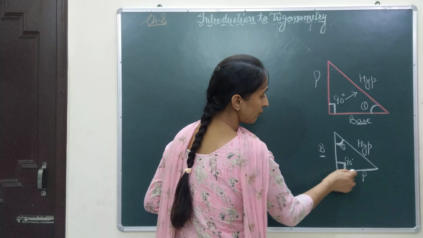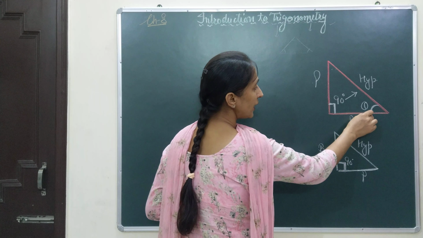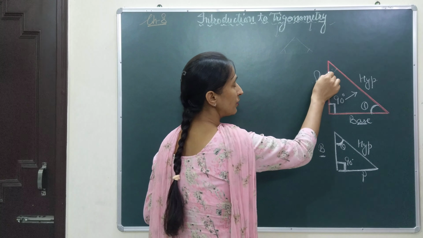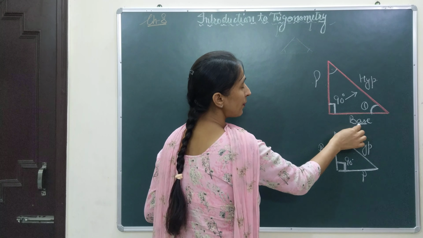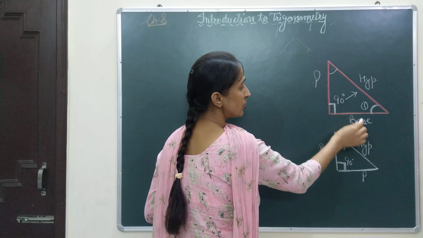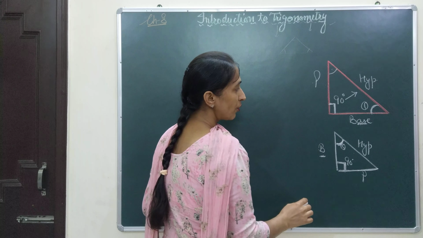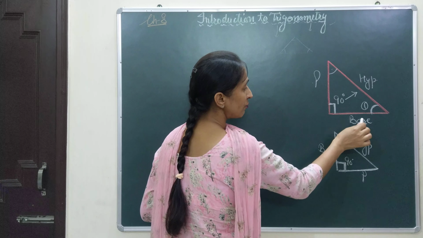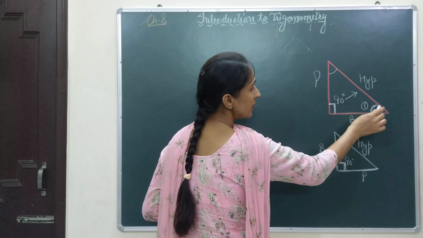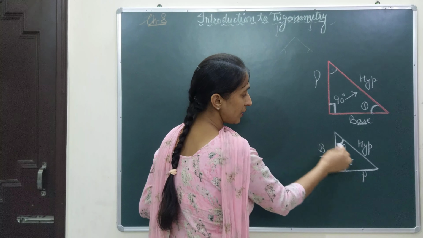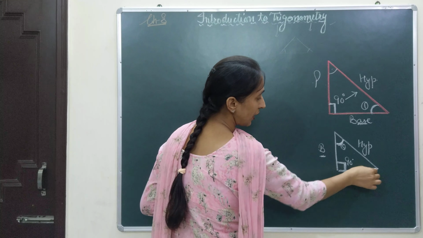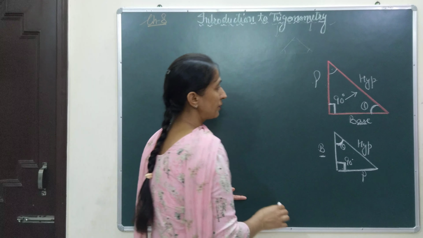So you will have different questions when theta lies at this place or at that place. In those questions you have to take care, because perpendicular and base will change. Before starting the question you have to check where theta lies. If theta lies here, then perpendicular will be here. If theta lies here, perpendicular will be just opposite, on this side.